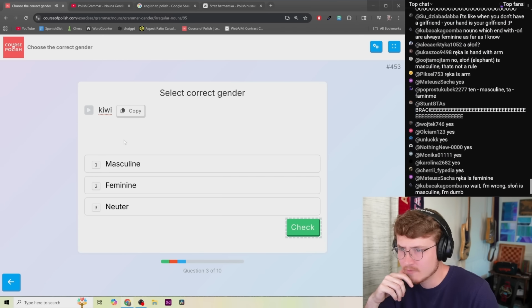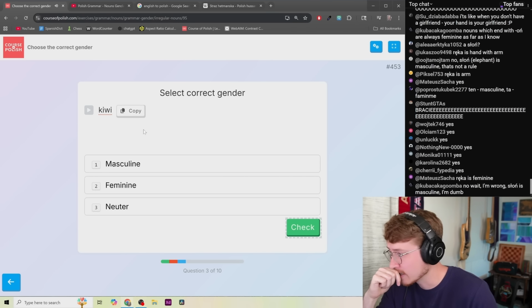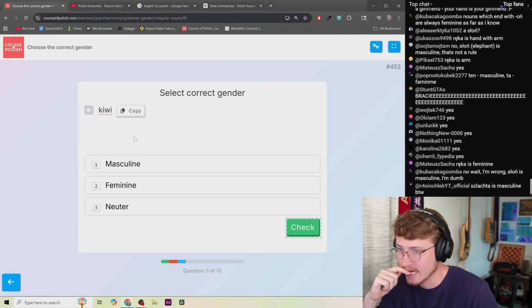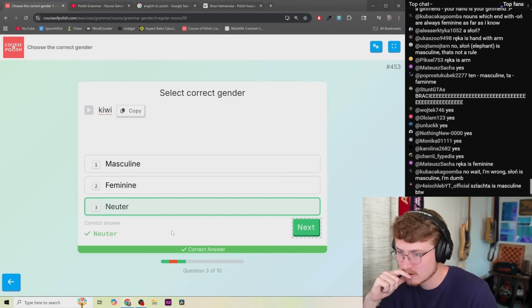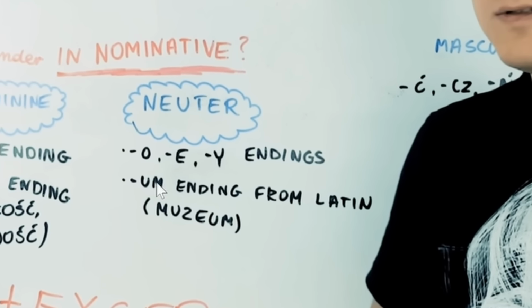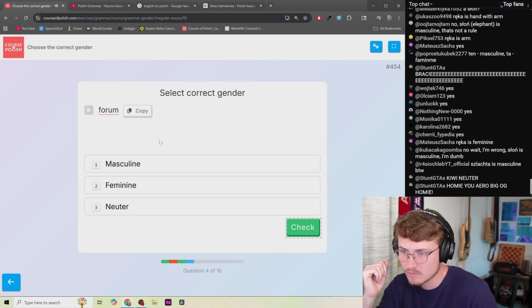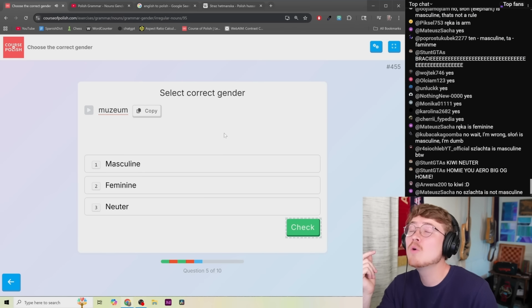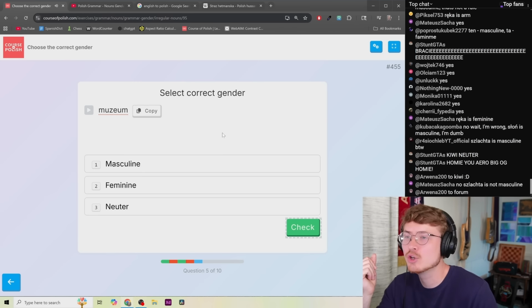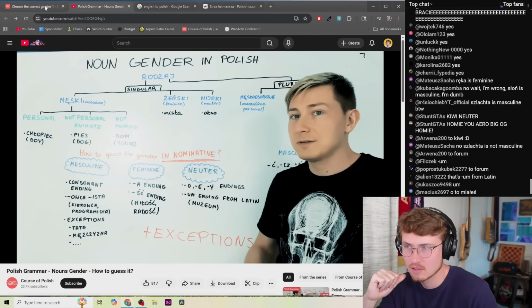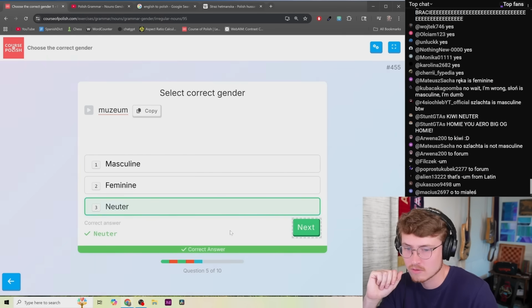Kiwi. Does this mean kiwi? Yeah, it does. Okay. All right. That was easy. Ends in an I. Does that make it neuter? Yes, because I think O, E, or Y endings are neuter. Forum, masculine. Neuter. Okay. Muzeum. But he said that words that end in UM are typically neuter, correct? Yes. Okay, so this is neuter.